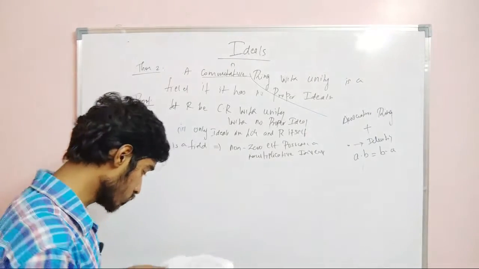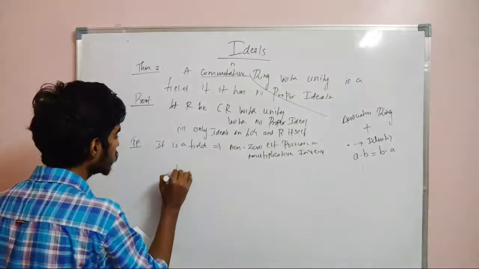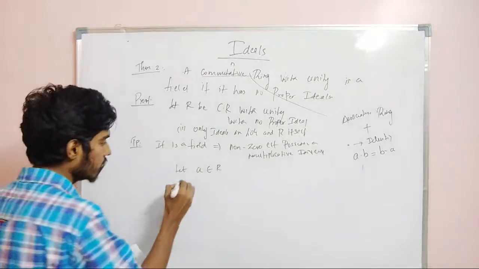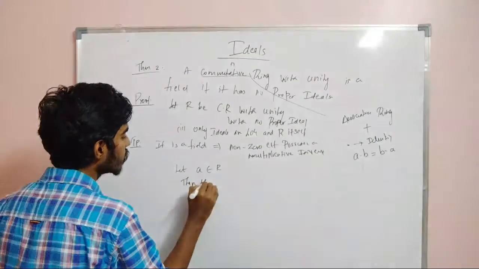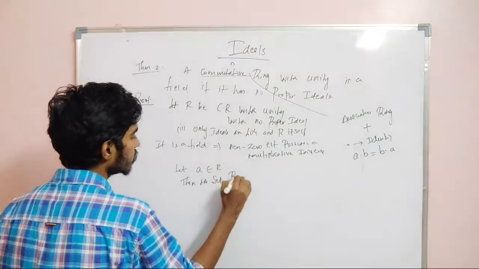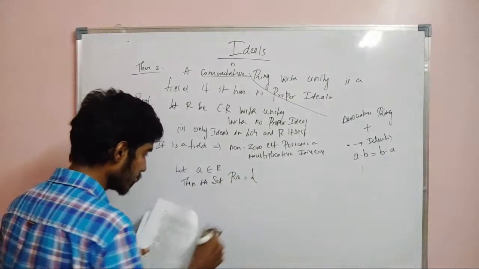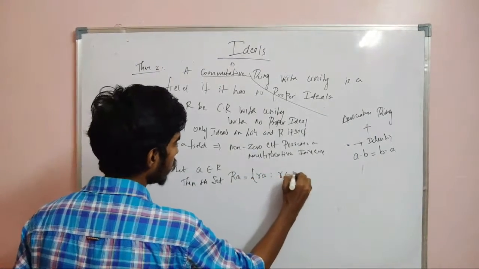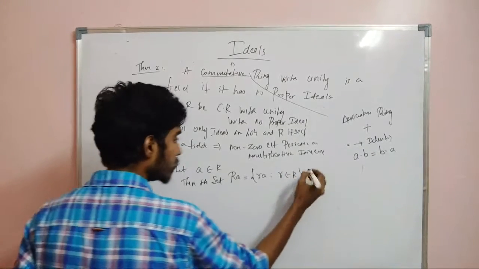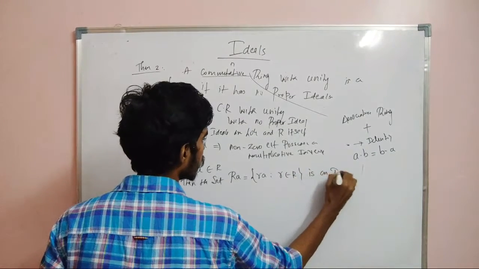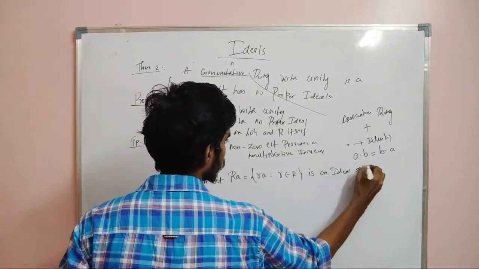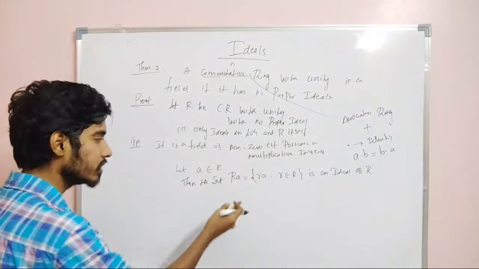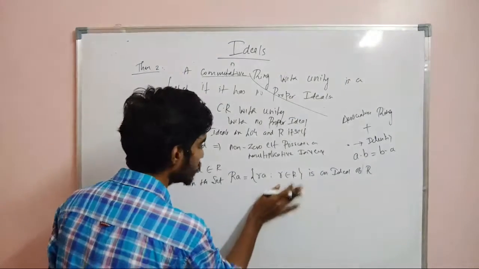Yes. Now let us take an element A in R. Then the set RA, the set of all RA such that r belongs to R, is an ideal of R. You can refer to the previous theorem for the proof, but we already proved this kind of thing; we need to prove it's an ideal.